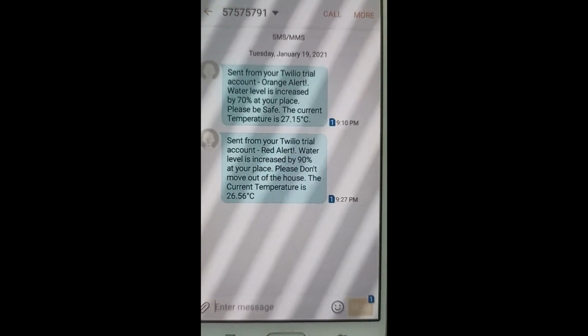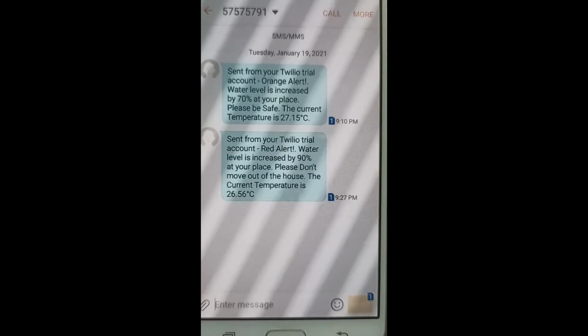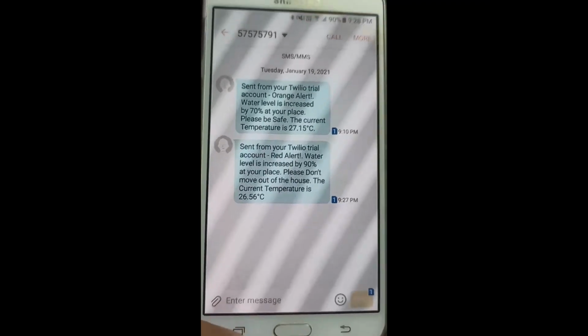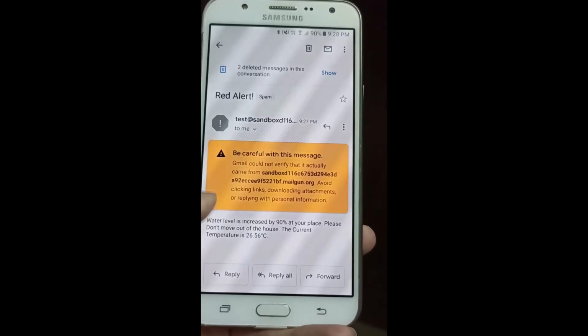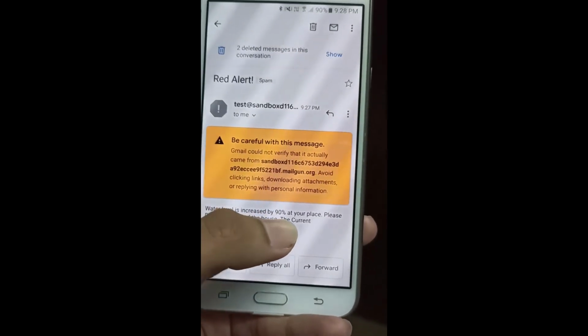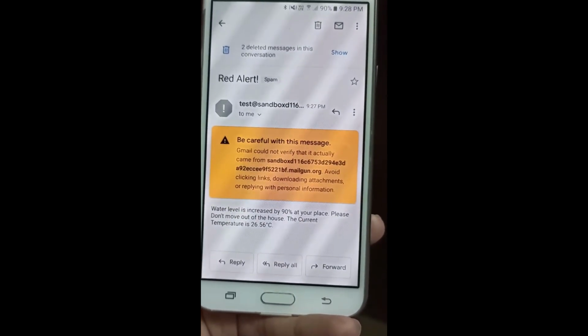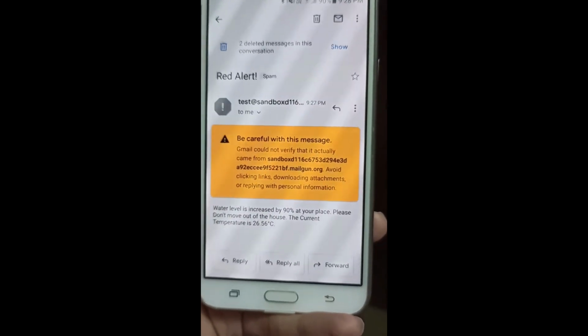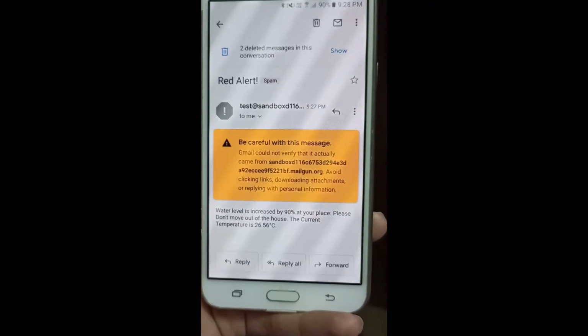Please don't move out of the house. The current temperature is 26.56 degrees Celsius. Also, I got a mail from the Mailgun service. It has red alert as the subject, and the water level is increased by 90% at your place. Please don't move out of the house. Also the current temperature, that is 26.56 degrees Celsius.